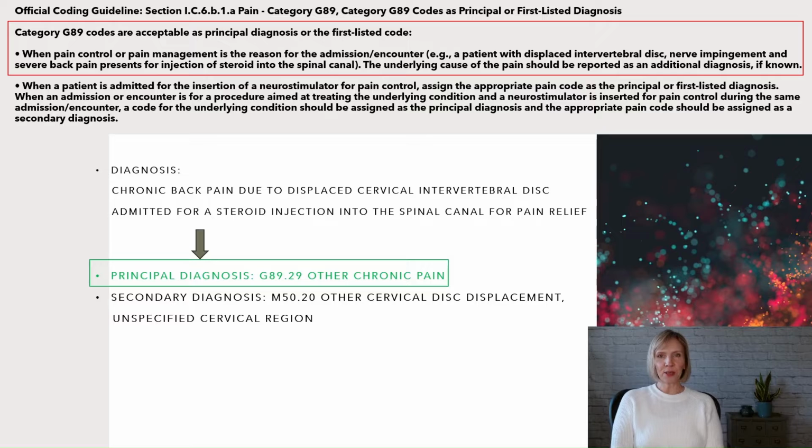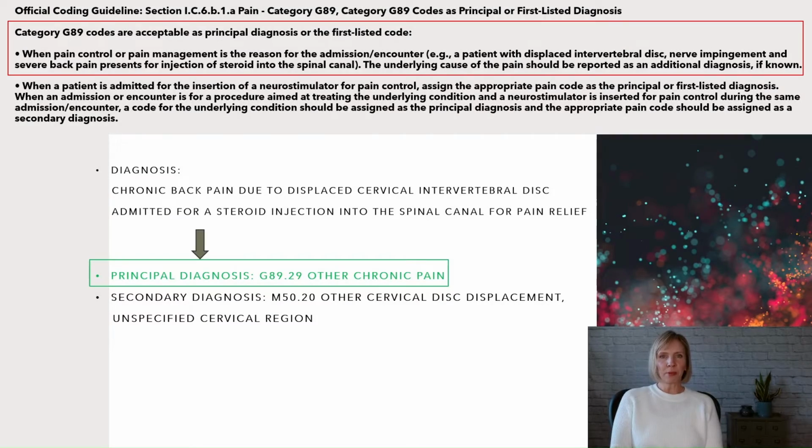The exception to this rule is when the purpose of the encounter is pain control or management, rather than managing the underlying condition. Category G89 pain codes may be assigned as the principal diagnosis in cases where the patient is admitted specifically for pain control or pain management. These are admissions that don't involve diagnosing or treating the root cause of the pain, but rather are focusing on managing it. If the root cause of the pain is known, it should be reported as an additional diagnosis.